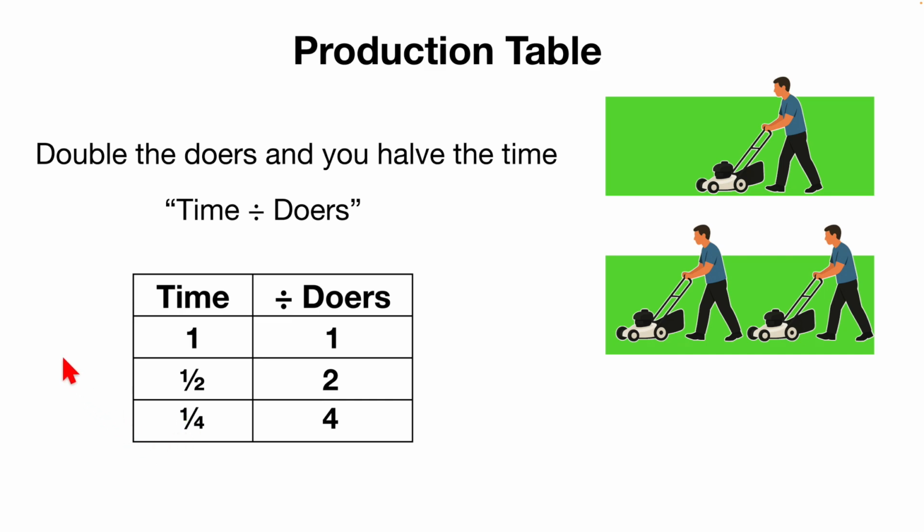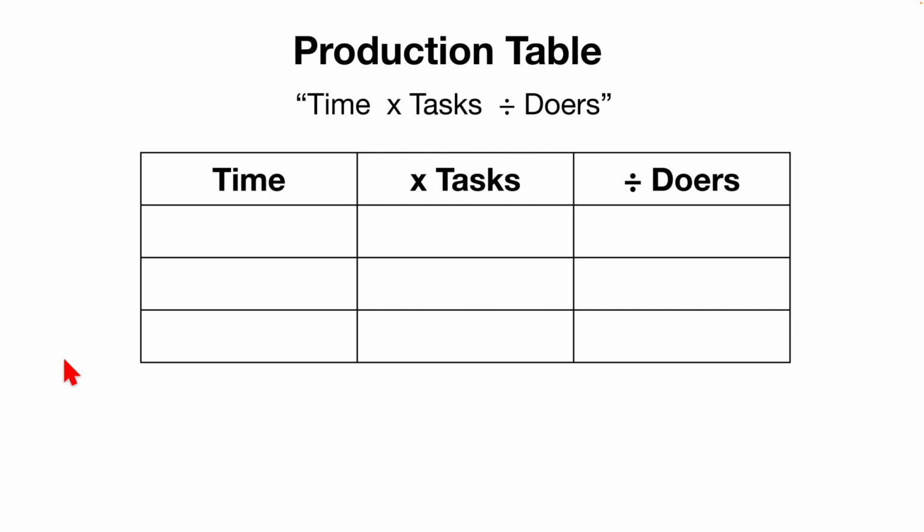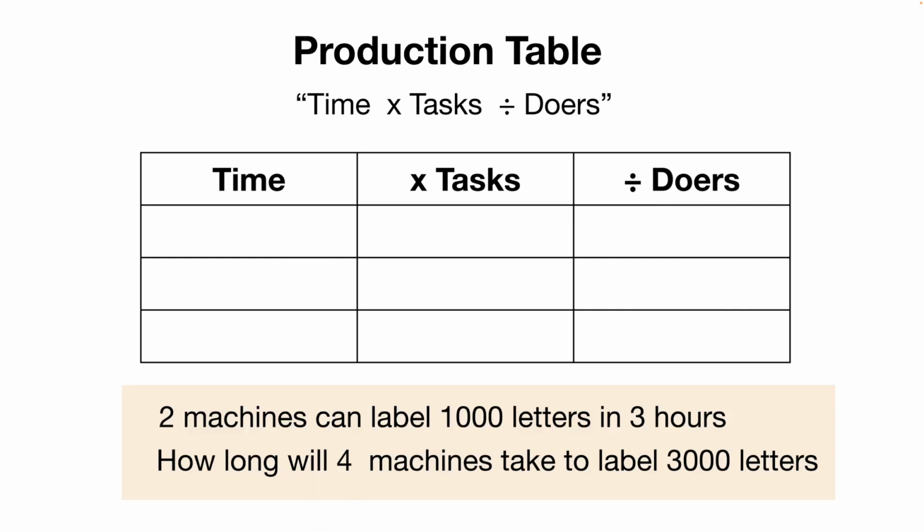Now, when it comes to questions, they combine changes to the quantity of tasks and the number of doers. So this is the table that I would use if I had this question. There's the time, which is what we're going to work out. There's the tasks, which if they increase, we increase the time. And there's the doers, and if they increase, we reduce the time. Let's have a look at a question.